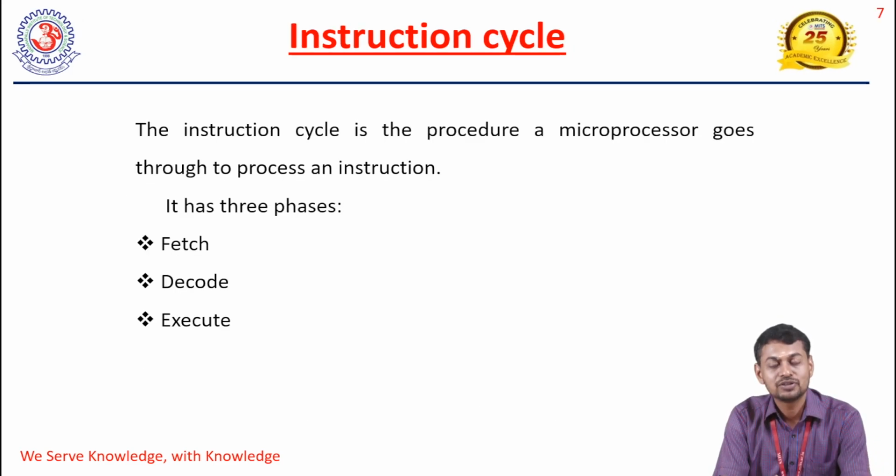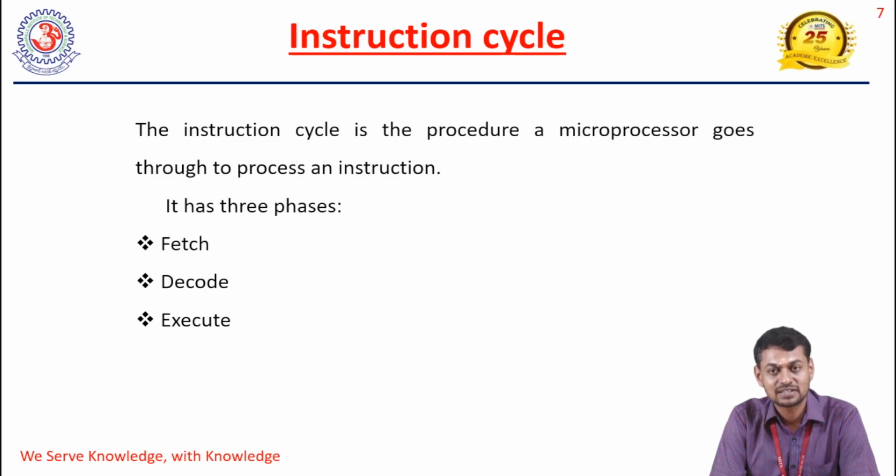Next, a very important thing we have to know, since we are talking about the communication happening between the processor and the memory, is the instruction cycle. We write a program, load it into the system, execute it, and see how the input can be given and how the output can be taken.